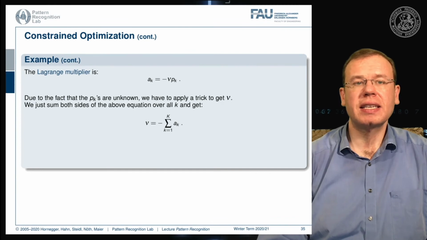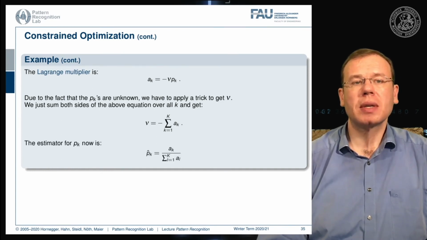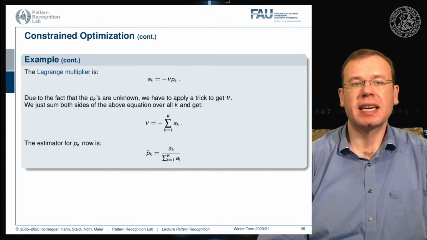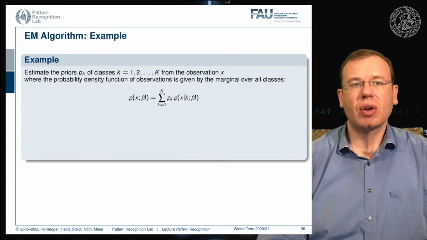So we sum over all of the k's of this equation, and this then yields the solution that we can solve for the Lagrange multiplier, and the Lagrange multiplier is simply the negative of the sum over all the a_k. If we now put this back into our previous equation, this then allows us to find the estimator for p_k as p_k hat equals a_k divided by the sum of all the other a. Let's have a look at an example.